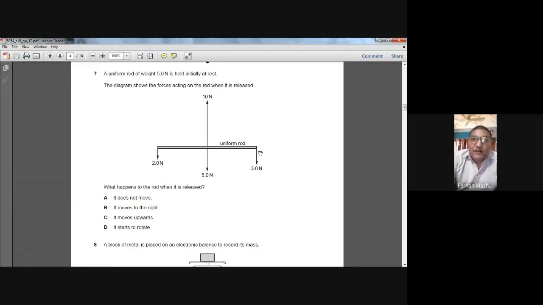But you look at here carefully. Here on this end, you gave it a 3 Newton force. So it will try to produce a clockwise moment about this point, and this will try to produce an anti-clockwise moment in this way. But this force's moment will be larger than the other's moment, so this thing will not be in balance. So what will happen is that this thing will start rotating. So it will rotate. Question number 7, D is the choice. It will rotate.